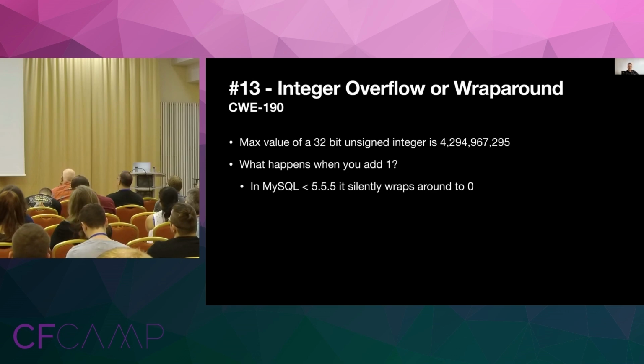For example, in older versions of MySQL 5, it would loop around silently to 0. So if you pass in the number 4,294,967,296, MySQL would say, oh, you mean 0? That can cause some logic issues potentially in your application in those cases. So that's something just to be aware of.